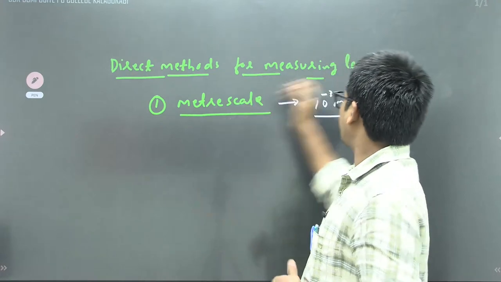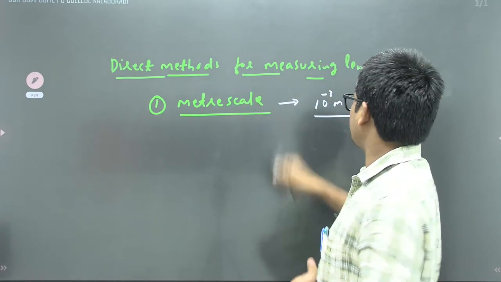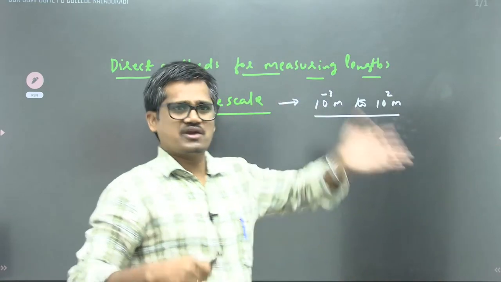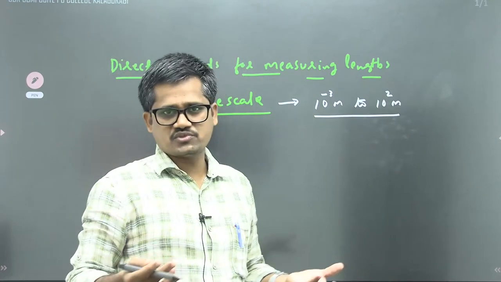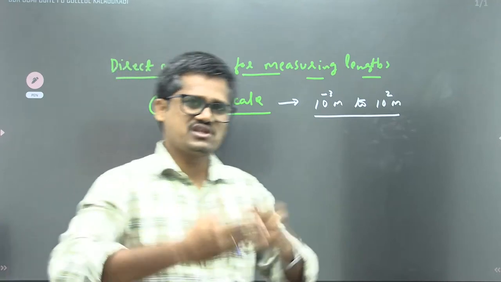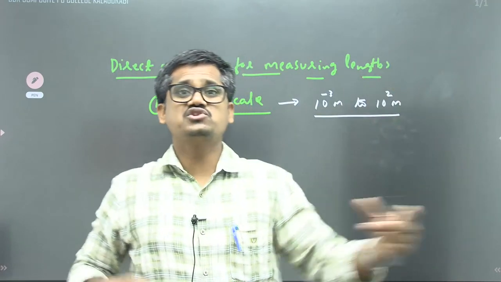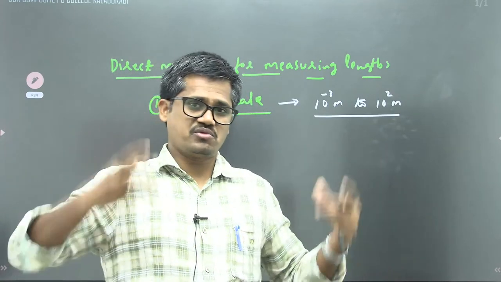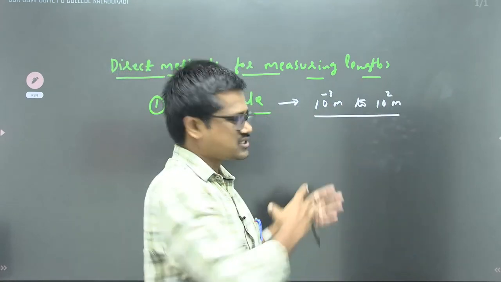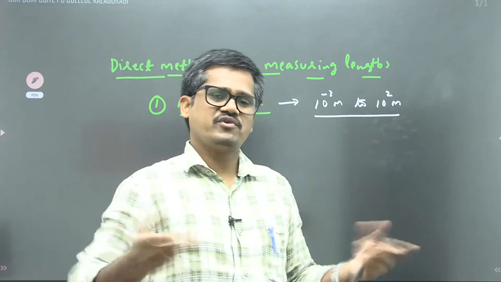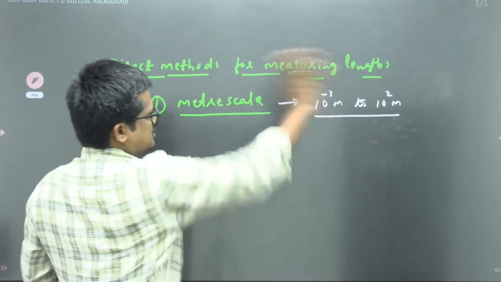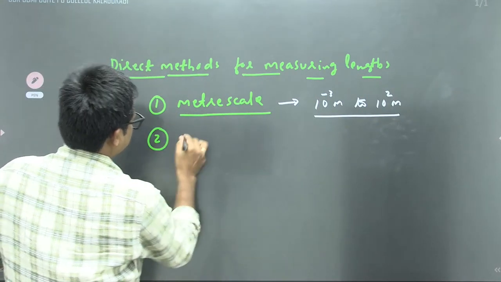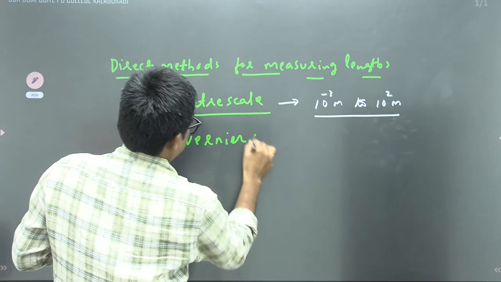So in the direct method, as far as length measurement is concerned, we use the meter scale, and its range is 10 to the power minus 3 meter up to, at most, 100 meter. When very big lengths come, like 10 kilometer, 20 kilometer, taking a meter scale, 1 meter, 2 meter, is very unscientific. There we use indirect methods for measuring too big lengths. If we go beyond 100, using a scale is not meaningful, right? We have to use indirect methods. So roughly the meter scale can come into play in this range. In the same way, we have vernier calipers.